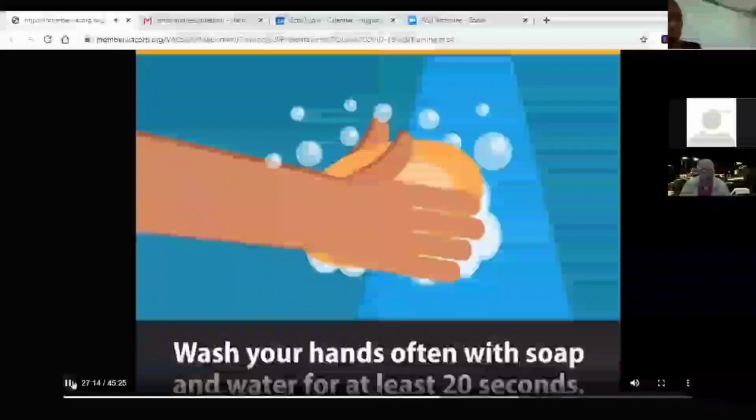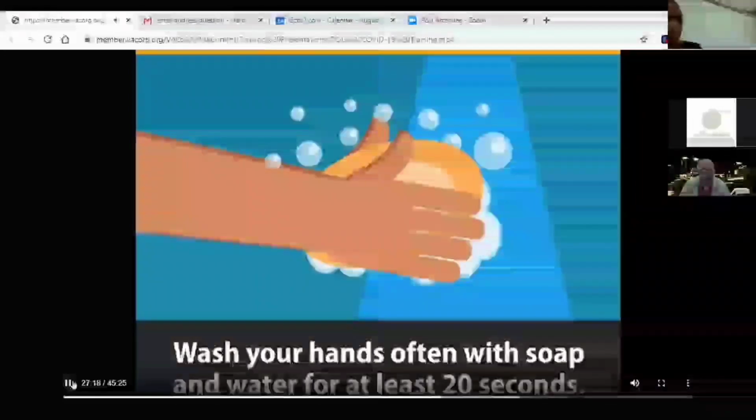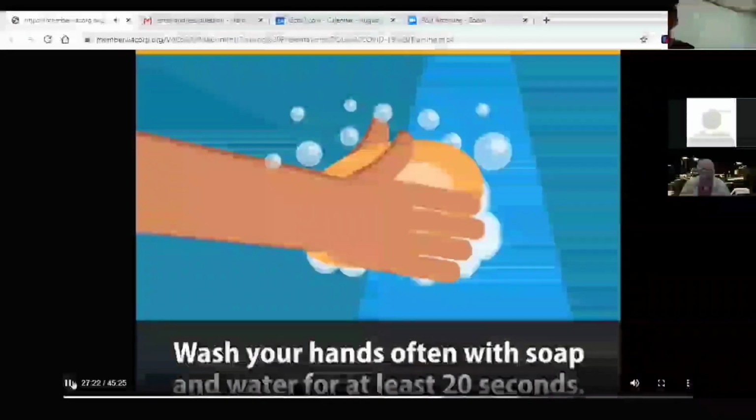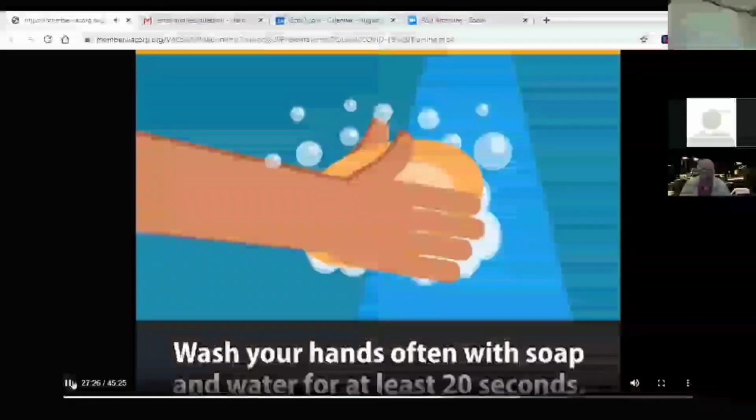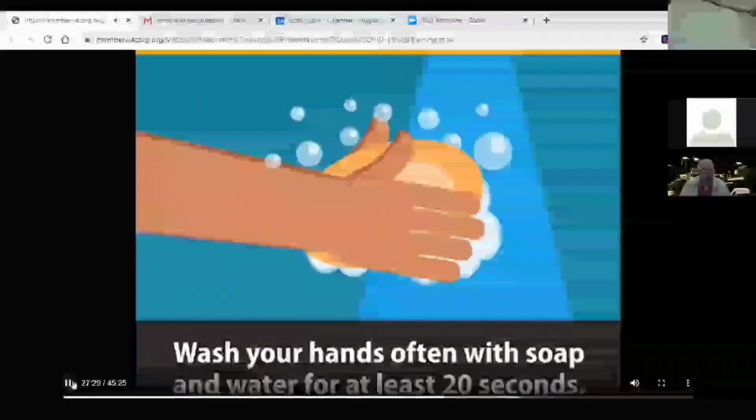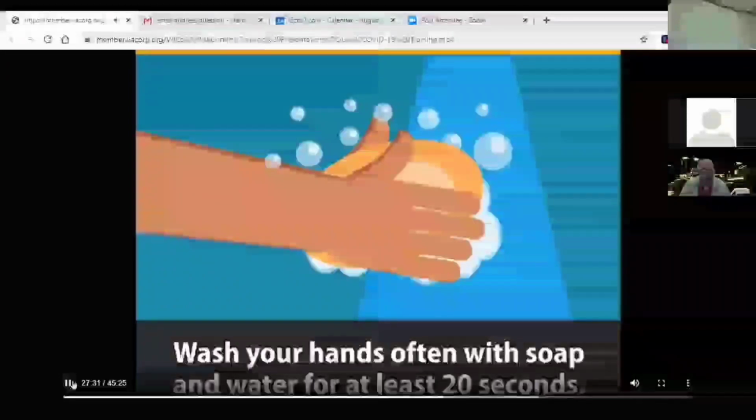So as far as washing your hands goes, we're talking about washing your hands with soap and water for at least 20 seconds, using hand sanitizer that has at least 60% alcohol if soap and water is not readily available, and then still avoiding touching our face if we've got unwashed hands as well.